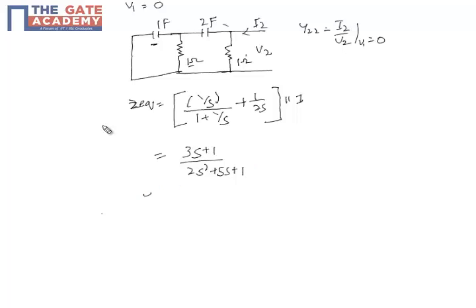Now what is y22? It is the inverse of it: 2s square plus 5s plus 1 divided by 3s plus 1. So the correct option in this case is D.